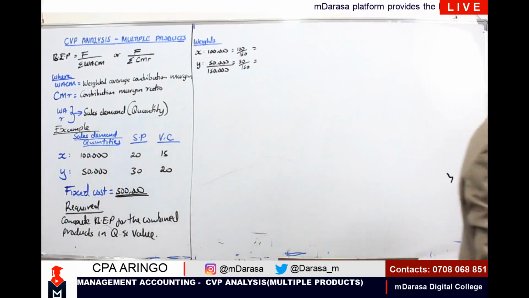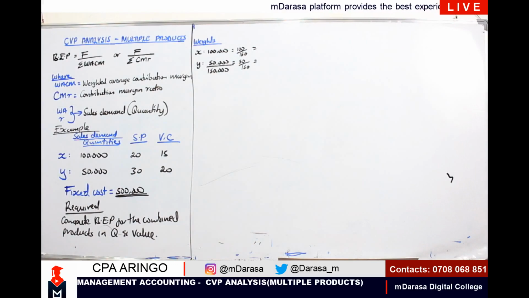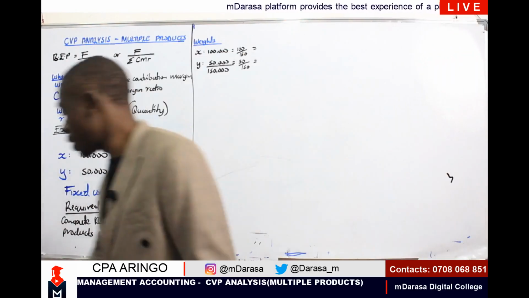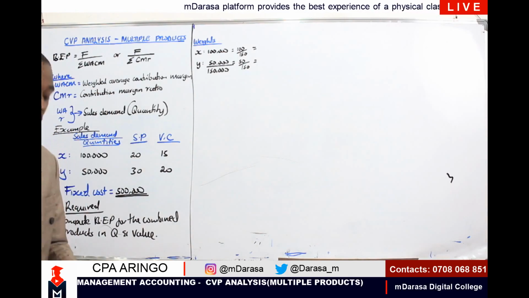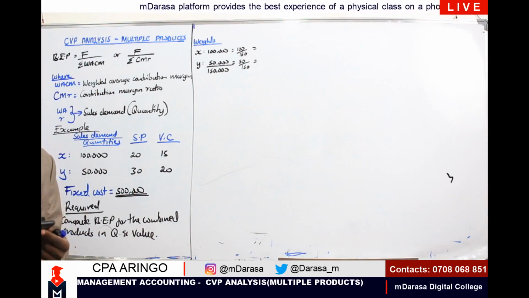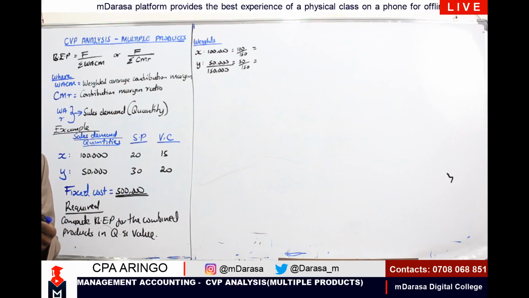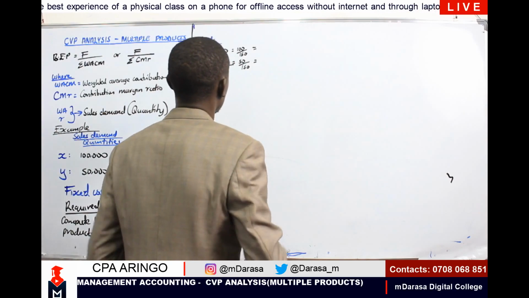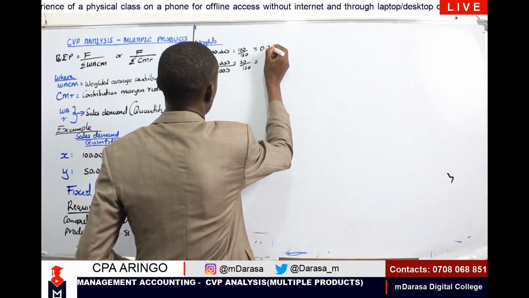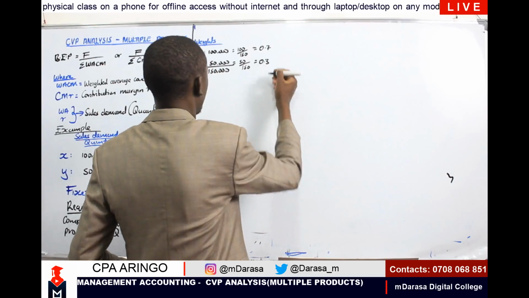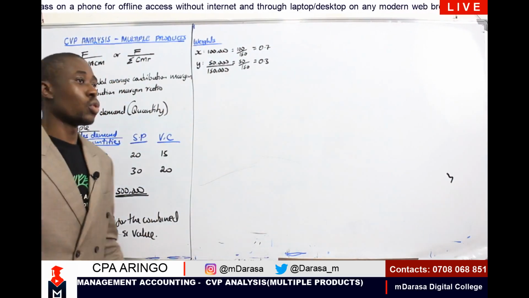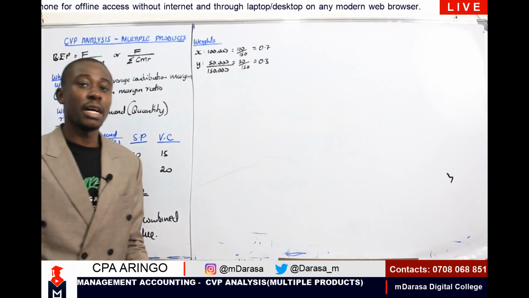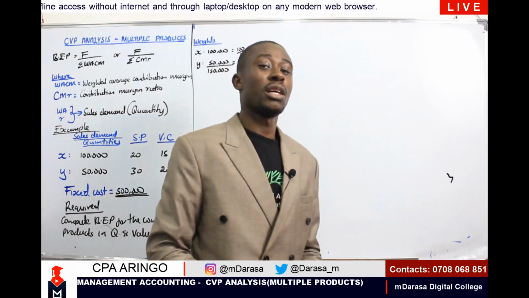Of which in that case we will be having a figure of how much? Taking 100 divided by 150 gives us 0.7, right? Meaning that if I'm having 0.7 here, this one should give us 0.3. That is in the event that we have used our weights.